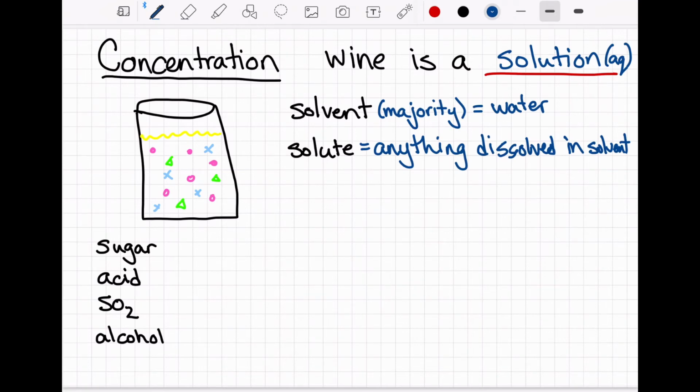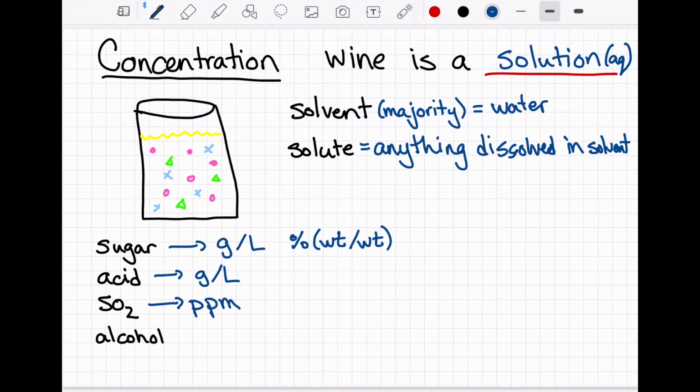So when we're talking about sugar, a lot of the times you might see sugar listed in grams per liter. You might also see percent, and this is typically, just so you understand, a weight per weight percentage. Okay? And we will talk about that in just a second. Acid, we usually talk about grams per liter. Okay? And sulfur dioxide, we also talk about in a unit known as parts per million. And I'll get into that in a little bit more detail as well. And then lastly, alcohol. This is actually where we use percent volume by volume.